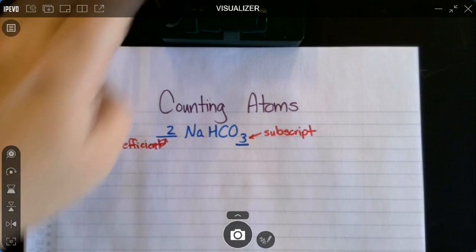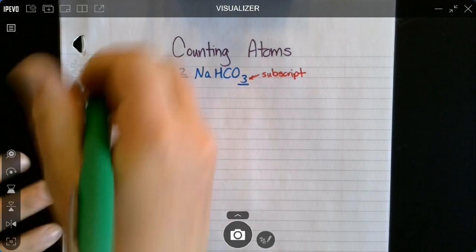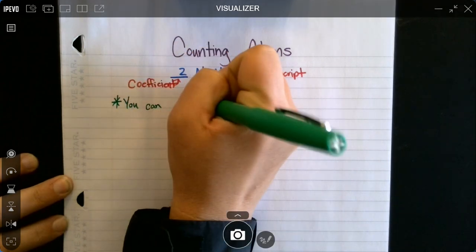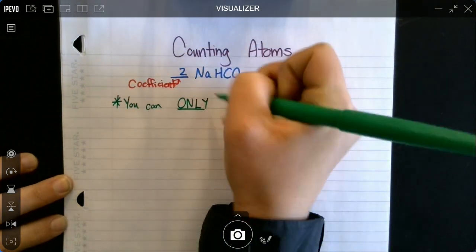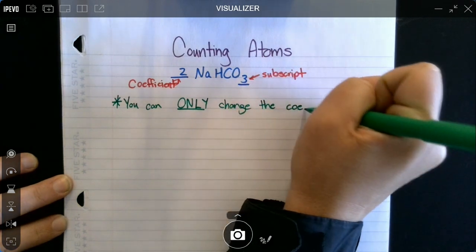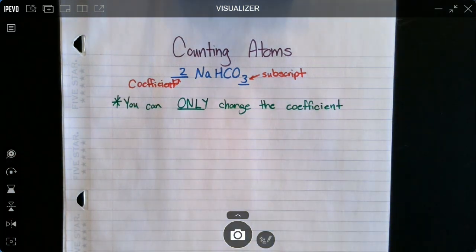I have some disclaimers, because I've been teaching this long enough to know where most students make the problem. You can only change the coefficient. We will not get into making or predicting molecules. So in this class, you will only change the coefficient. You do not have the ability to mess with the little numbers. It's beyond your pay grade. You can't do it. Don't do it.